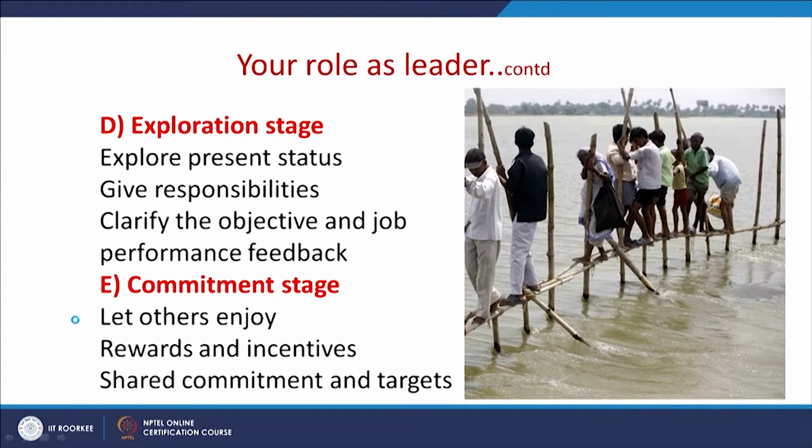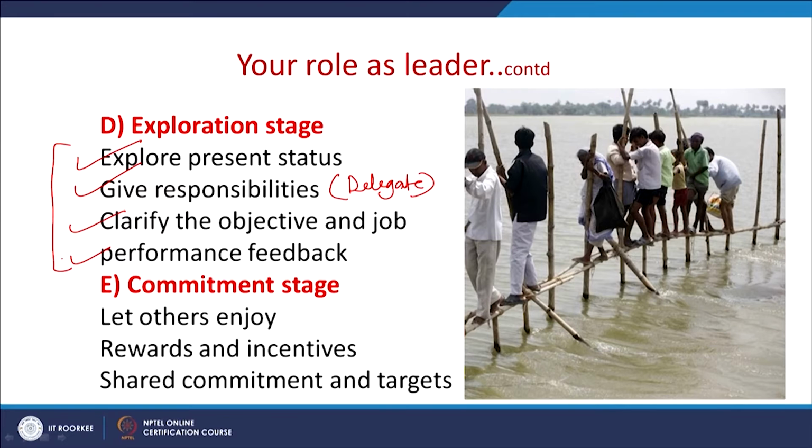After that, when people try to explore new things and want to act in their job situation, your role will be to explore the present status, give responsibilities, that is, delegate, clarify the objective and the job, and give performance feedback. So, these are the small tasks you provide and delegate to people, so that they can achieve their small tasks and become fulfilled.